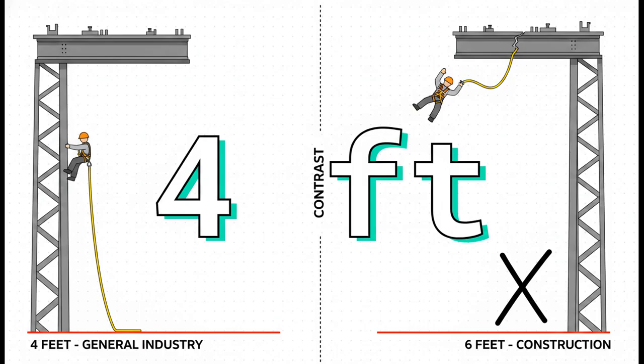And we finish it out with the number 4. Why 4? Well, because this contrasts the construction standard with general industry standards. While construction requires fall protection at 6 feet, general industry standards require fall protection at 4 feet. Don't confuse the two on an exam, and certainly don't confuse them in the field. General industry operates on a much stricter 4-foot fall rule.